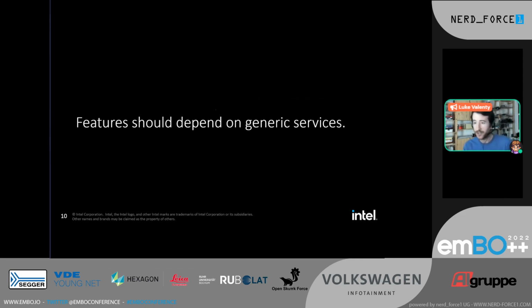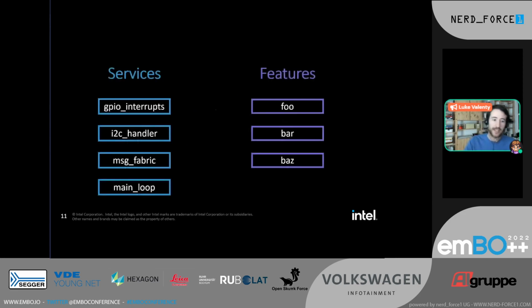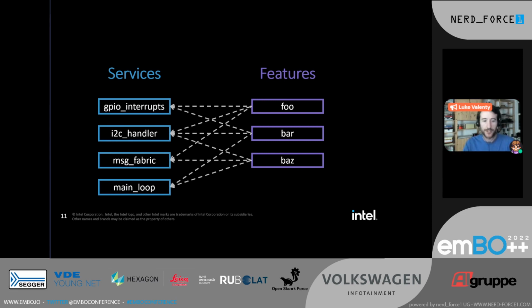An I2C handler is something that we could very easily see using from one project to the next. Same thing with some message fabric handler and our interrupt handlers. And so we want the dependencies to go the other direction. And when I say dependency, I mean the source code dependency. The domain-specific features or the project-specific features should depend on the services that they are using.